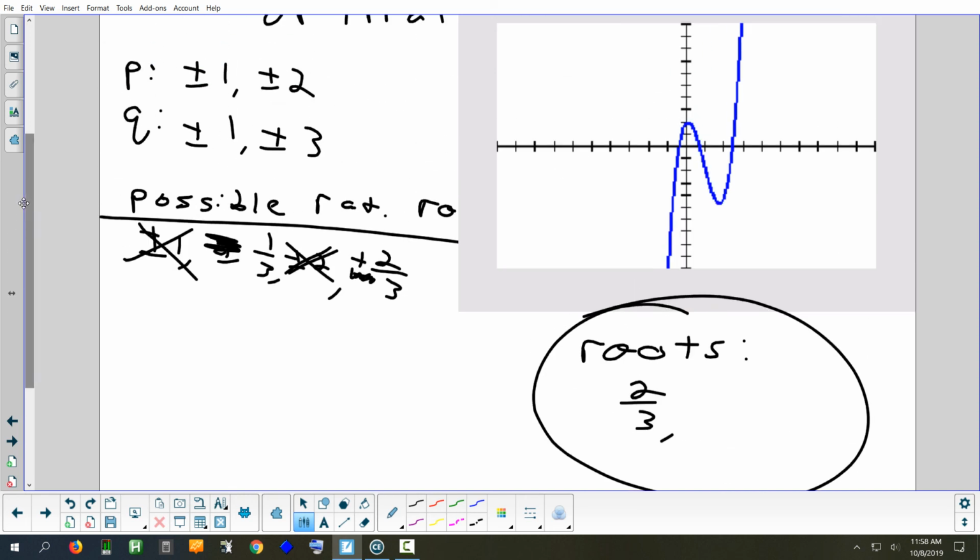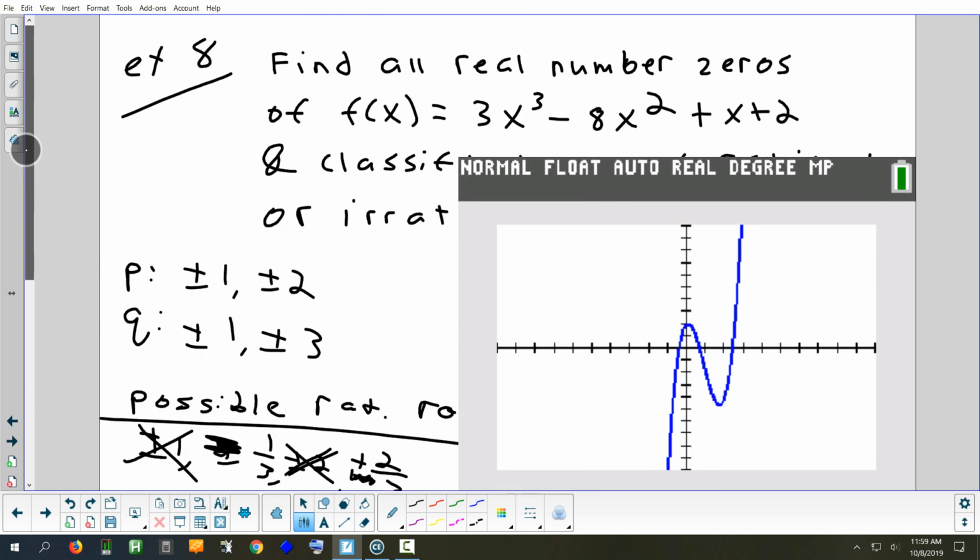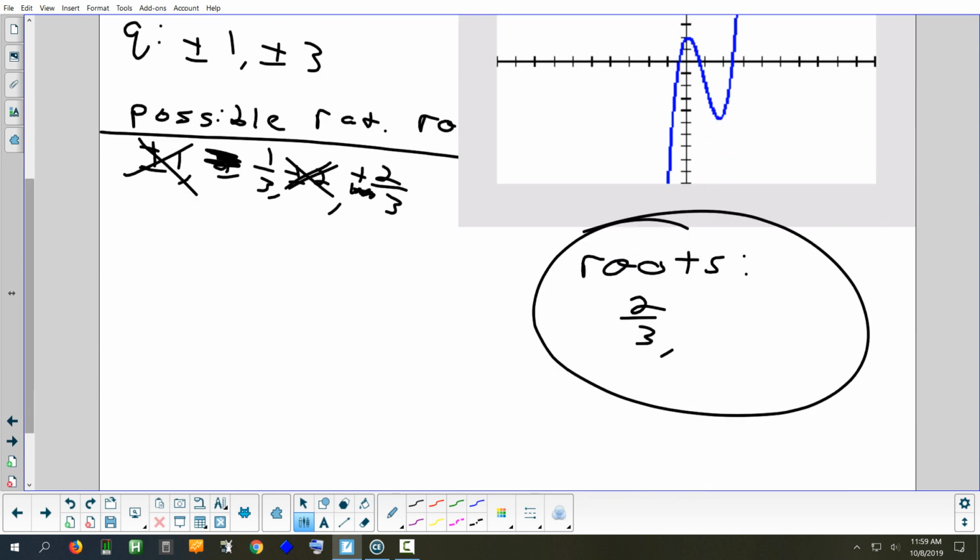That means the other two roots are going to be irrational. So they're going to have square roots in them. And the only way to get that is to use the quadratic formula. But we can't use the quadratic formula on a cubic, so divide through synthetically by the root that you have. It's like you're dividing that factor out, and you're going to get the other factor. And then we'll go from there.